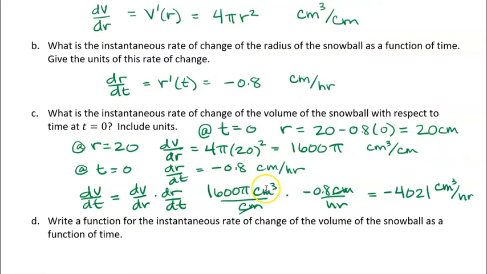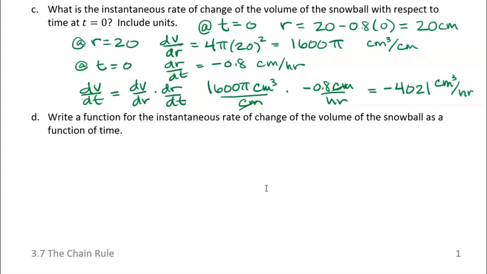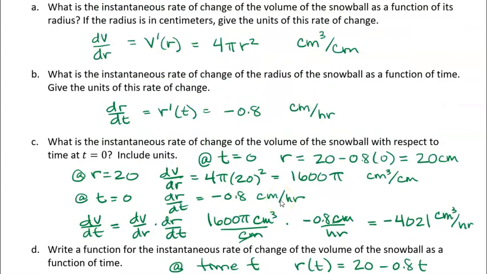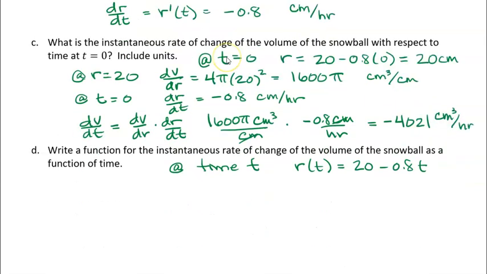Let's see what this says here. Write a function for the instantaneous rate of change of the volume of the snowball as a function of time. So let's just use an arbitrary time t. At time t, r of t, like it was given up above, is 20 minus 0.8t. Now we need r, because our dV/dr up above is in terms of r.